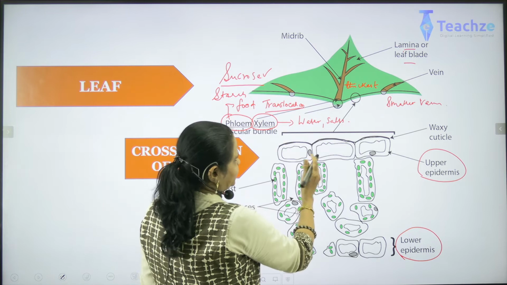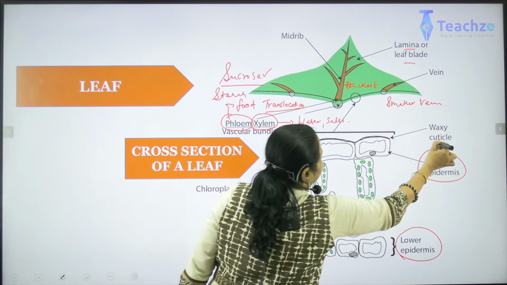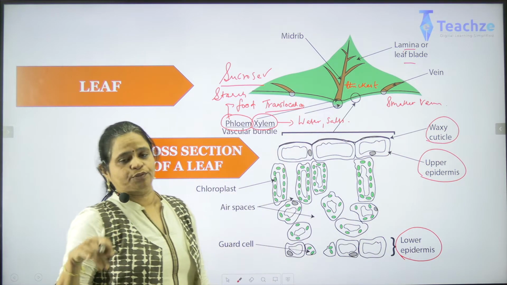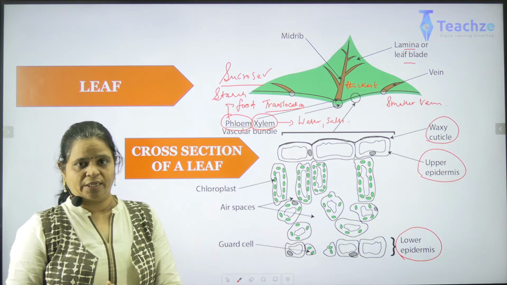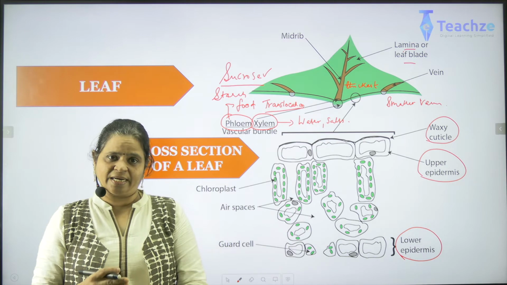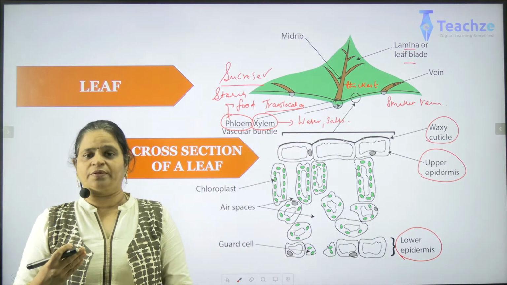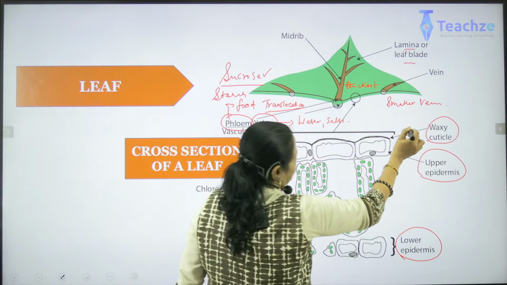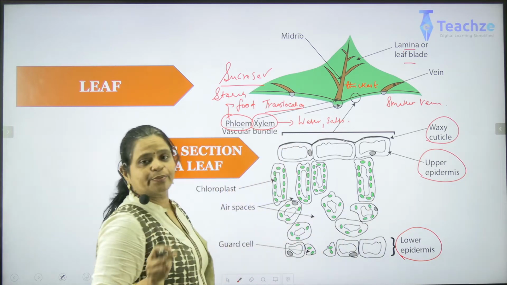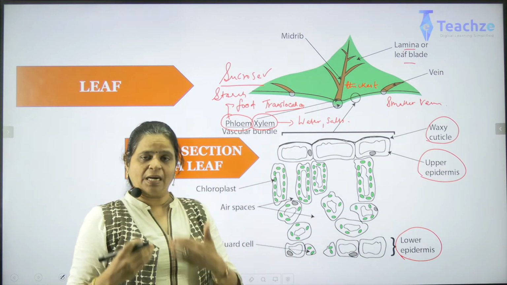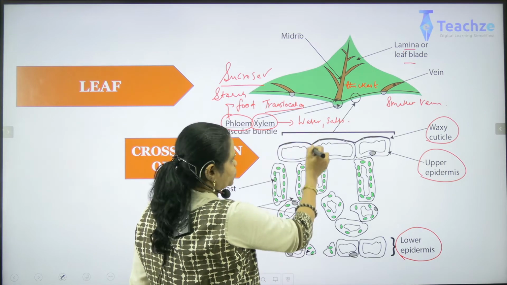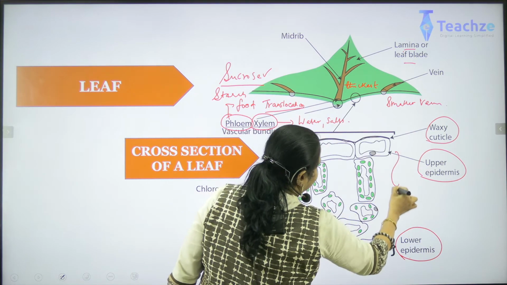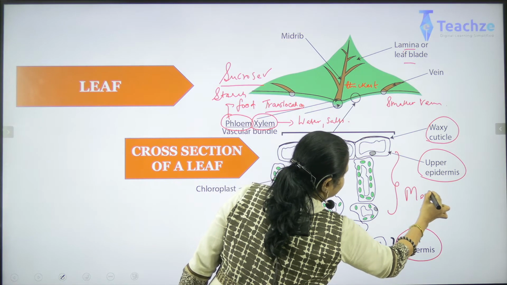Now the upper side also has a waxy cuticle. Now what is the importance of the cuticle? It helps the leaf to protect from certain kinds of microorganisms and to restrict the amount of water going out from the leaf. So this waxy cuticle is very important to protect as well as to reduce the amount of water through transpiration. Now the upper epidermis, below that you have a layer which is commonly called as a mesophyll.